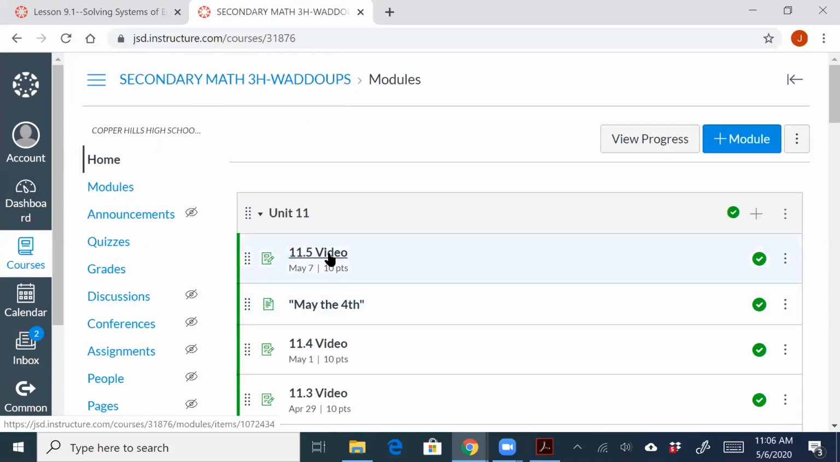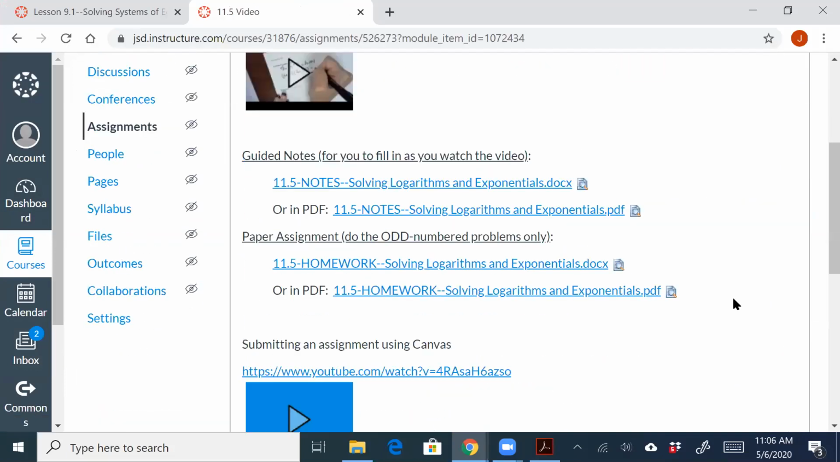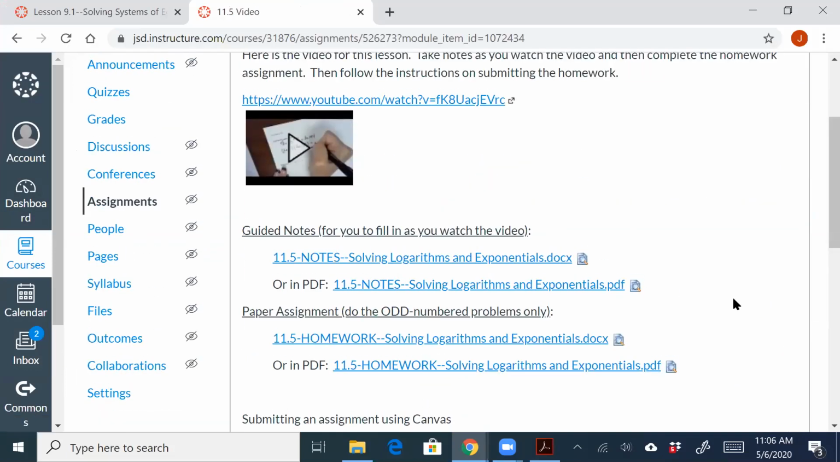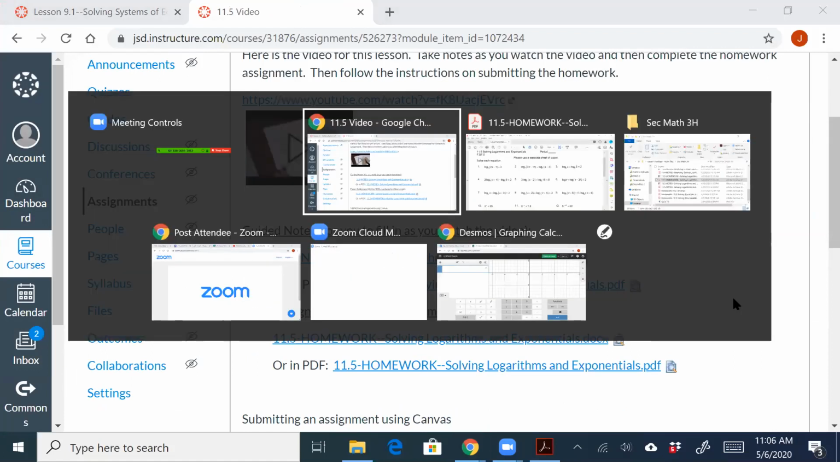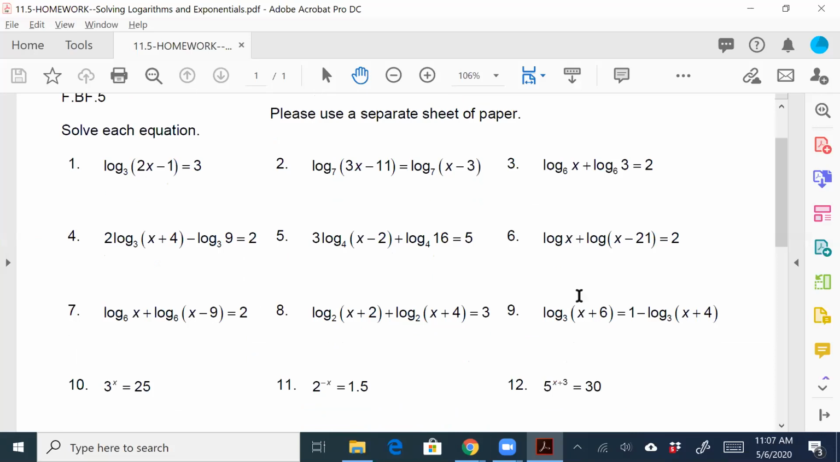Just to make sure, I think that I only had us do just the odd numbered problems. So I'm going to do some even numbered problems so we get a feel for what this looks like. Let's look at number 4. Well, let's do number 1 first.